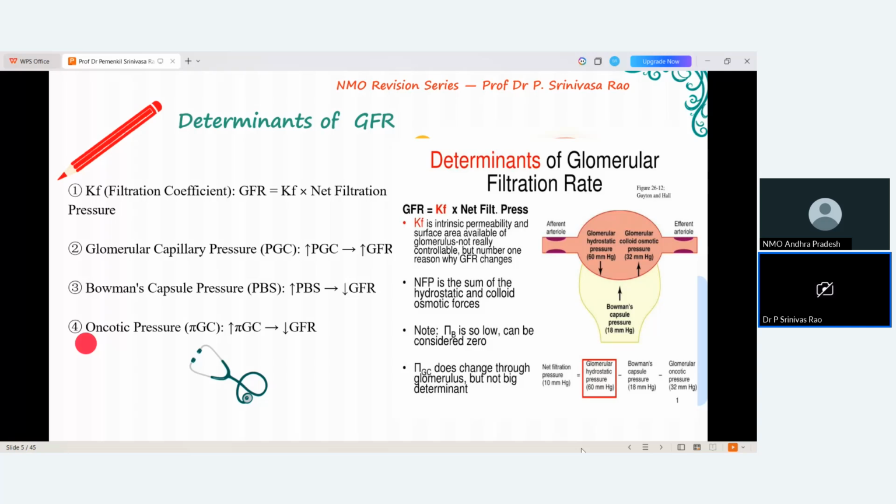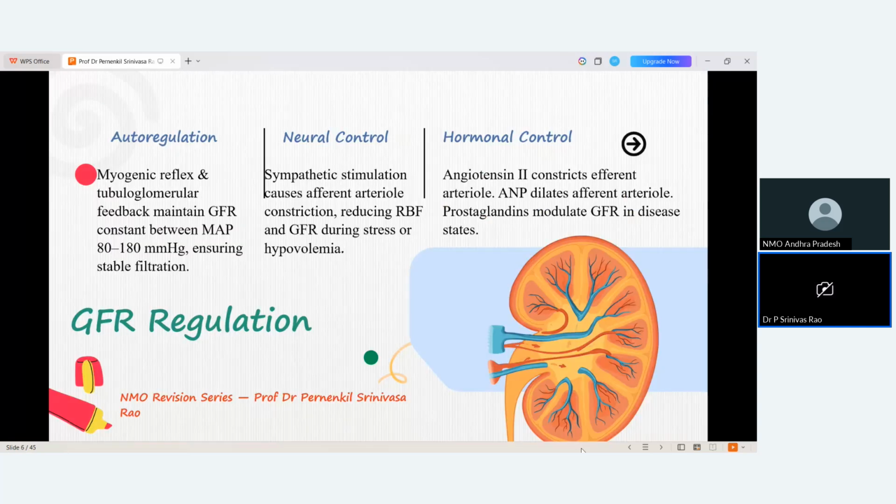Then the oncotic pressure. Whenever there is an increase in the oncotic pressure in the glomerular capillaries, there is a decrease in the GFR. I told you why? Because the oncotic pressure will oppose the filtration. For example, when you have burns, there will be an increase in the oncotic pressure, which causes a decrease in the GFR. So how is GFR regulated? So now you know what is the glomerular filtration rate definition.